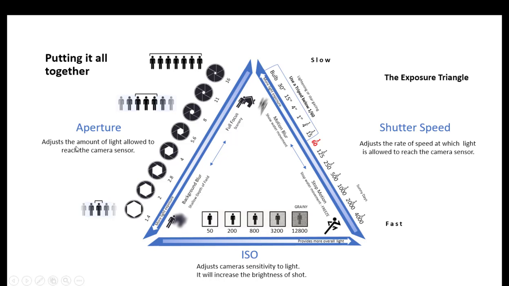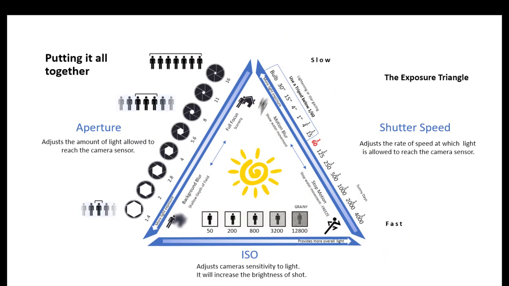The aperture adjusts the amount of light allowed to reach the camera sensor, and the shutter speed adjusts the rate of speed at which the light is allowed to reach the camera sensor. So the environment, the lighting conditions in the environment, will control your ISO, your shutter speed, and your aperture.